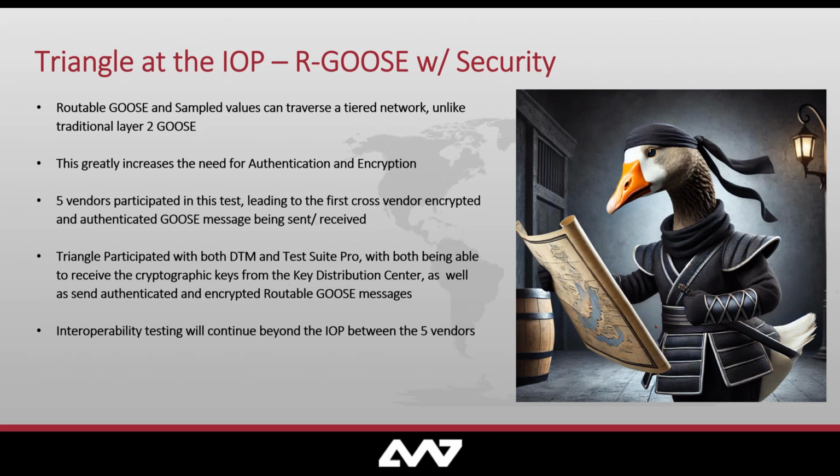received. Triangle participated with both DTM and Test Suite Pro, and we were able to receive cryptographic keys from Garibaldi, the key distribution server from PCI Tech, as well as send authenticated and encrypted routable GOOSE messages. It was a pretty exciting time, and it was a lot of fun to participate in that world first. Interoperability testing will continue for this specifically, with the different vendors involved agreeing to continue to test and push this forward. It's an area where we see the industry progressing, and we want to make sure that all the kinks are ironed out before this moves to become the world standard.